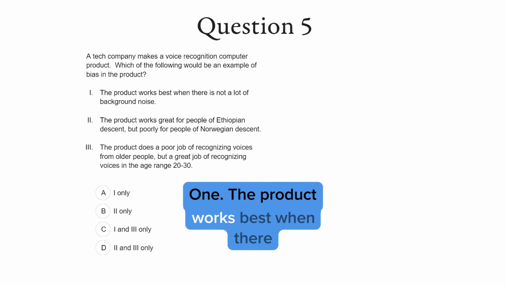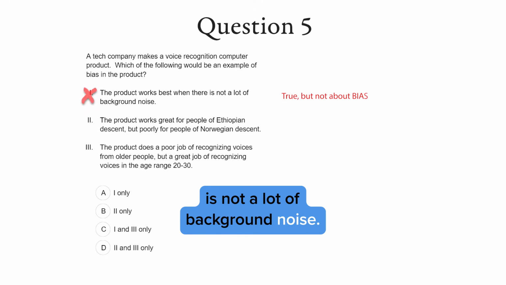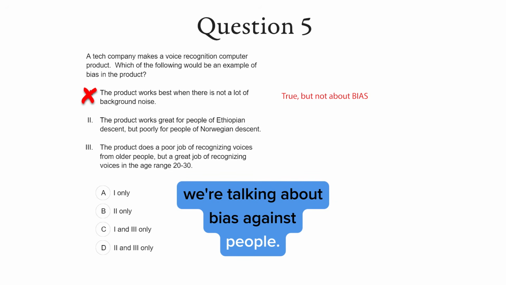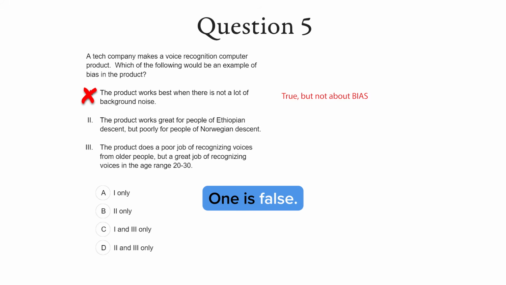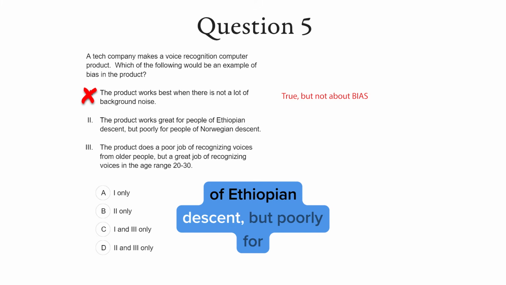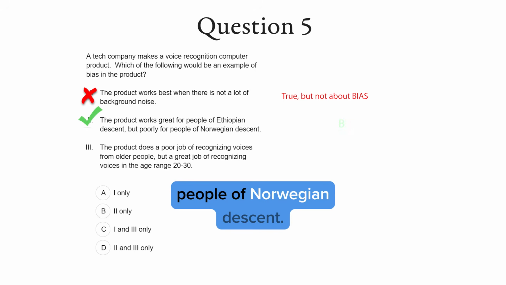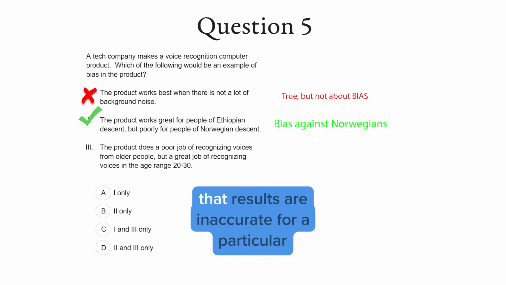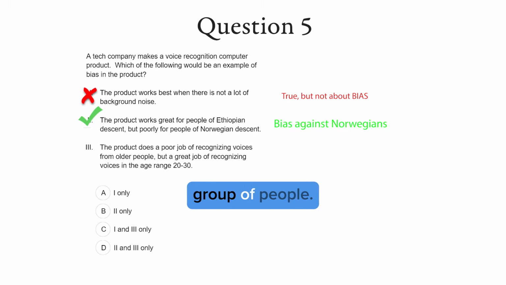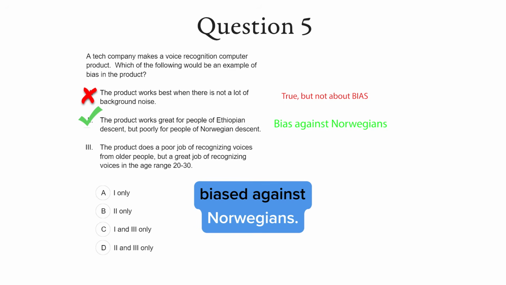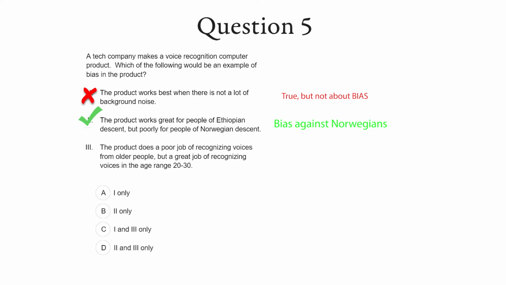1. The product works best when there is not a lot of background noise. So usually when we talk about bias, we're talking about bias against people, so we're not going to count this one. 1 is false. 2. The product works great for people of Ethiopian descent, but poorly for people of Norwegian descent. This is definitely bias. Remember, the definition of bias is that results are inaccurate for a particular group of people, and in this example, the product is biased against Norwegians.